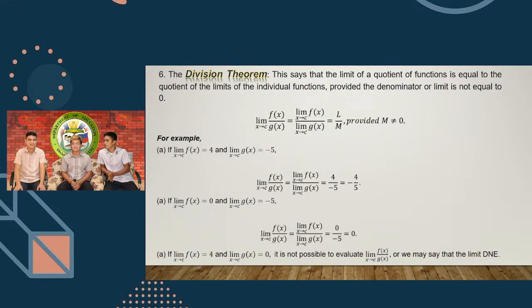However, for another example, if the limit of f of x is equal to 4 and the limit of g of x is equal to 0, it is not possible to evaluate the limit of f of x divided by g of x. We say that the limit does not exist. Yes. So that is right, Sir Ken.